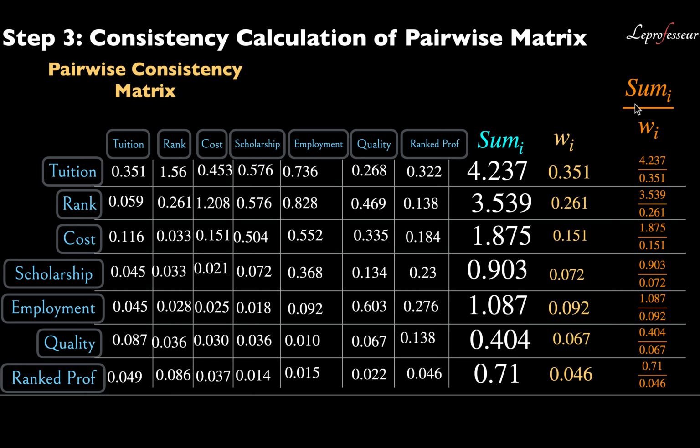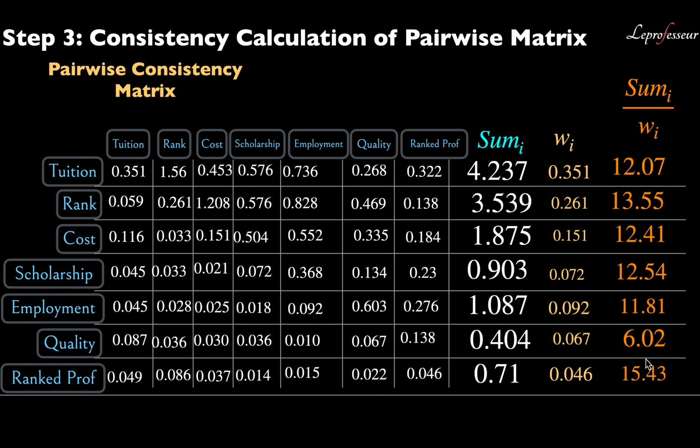And we're going to be doing one more calculation: the sum we calculated for each attribute, divided by the normalized weight of the attribute. So we're going to get this ratio, weighted sum divided by normalized attribute weight. So we get these numbers.